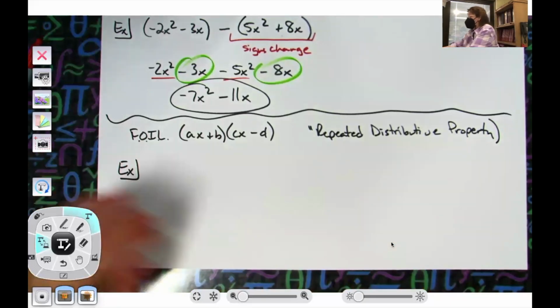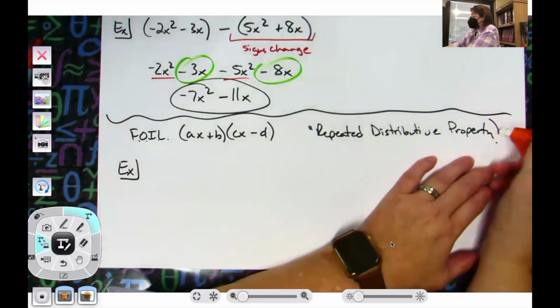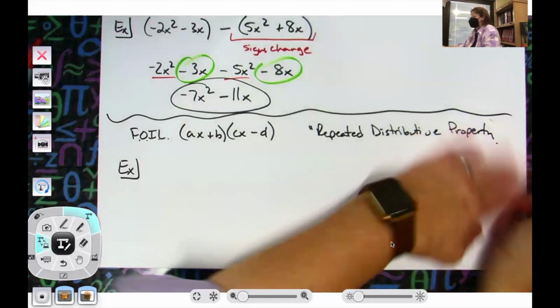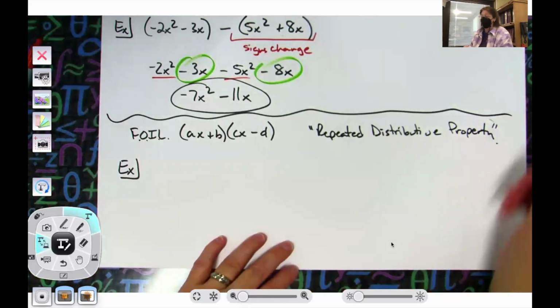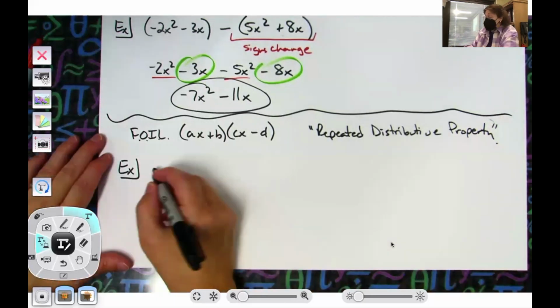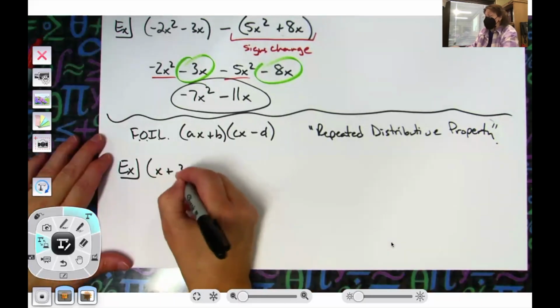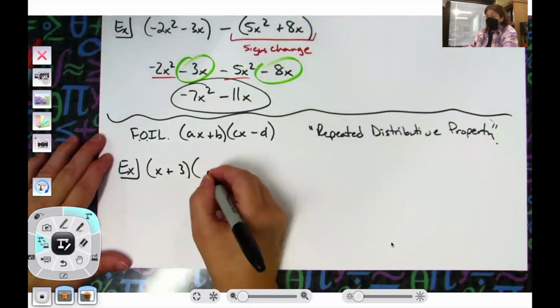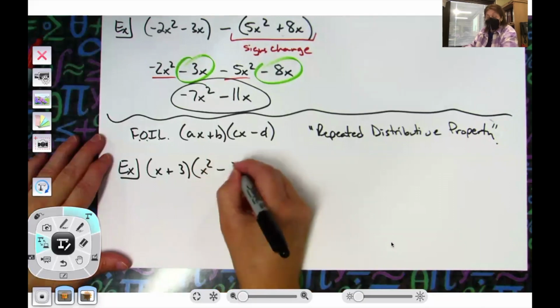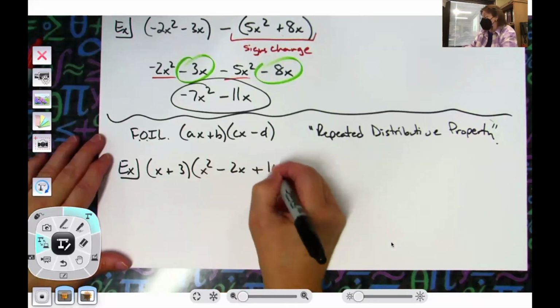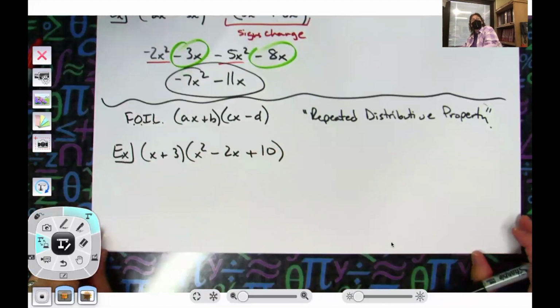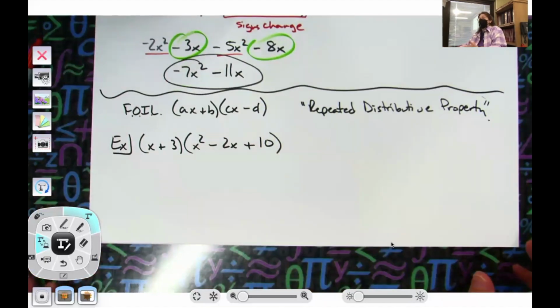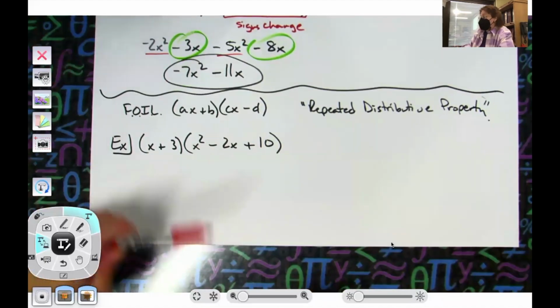Every now and then I don't finish what I start. I had quotations around that. Let's fix that. Okay. Let's do maybe say an x plus a 3, so a little binomial for my first polynomial. And then, so this doesn't get too long, let's go x squared minus 2x plus a 10. Obviously, FOIL would not work on this one, so I have to have another process.